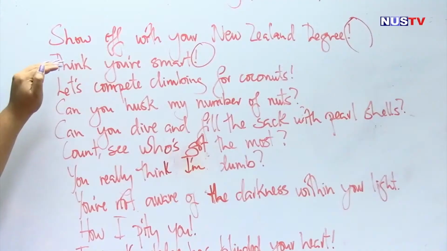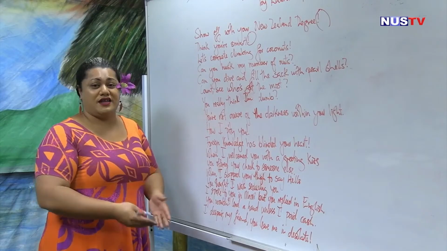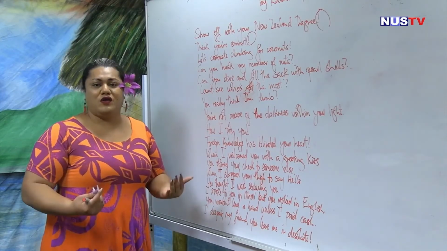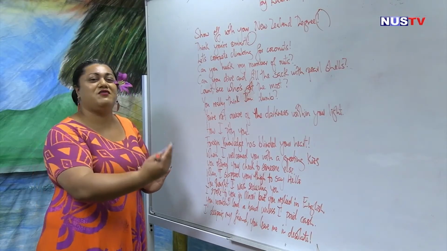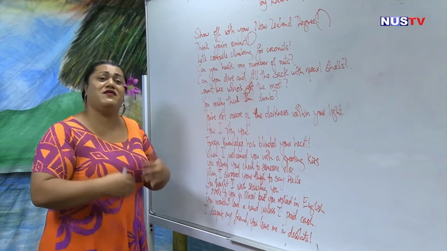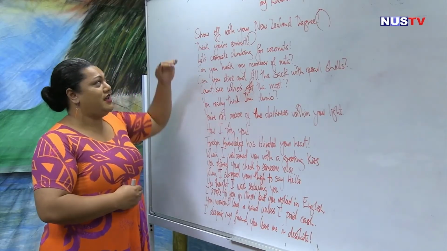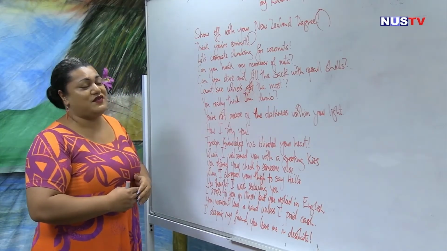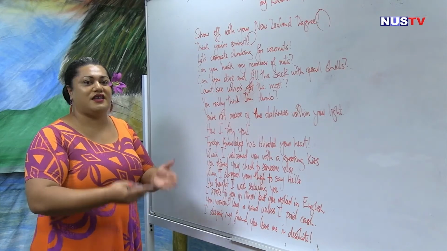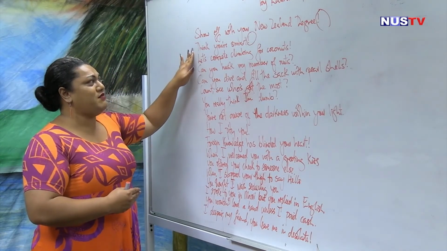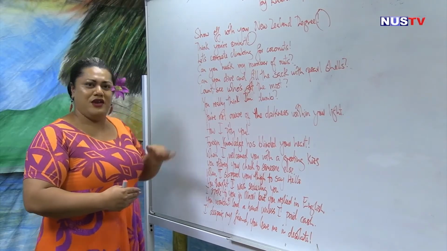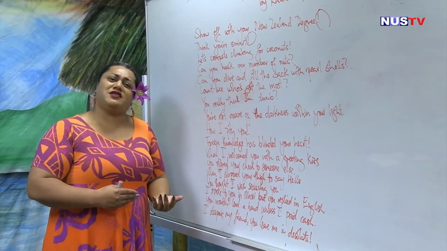So show off with your New Zealand degree, it indicates that this person is talking about someone that has returned back from overseas. Good. So just like father and son, the son returned from overseas education. It is just the same as the beginning of this poem. This person has come back from overseas with a degree. Think you're smart.